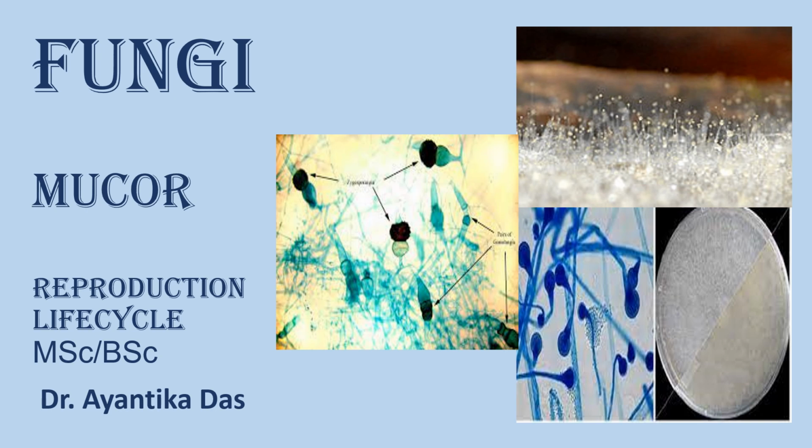Reproduction and life cycle in mucor. Mucor is a very common fungi belonging to class Zygomycetes. It is found growing on a wide variety of substratum. That is, it grows on soil with a wide range of pH, which means that it is able to grow both under alkaline as well as acidic condition.